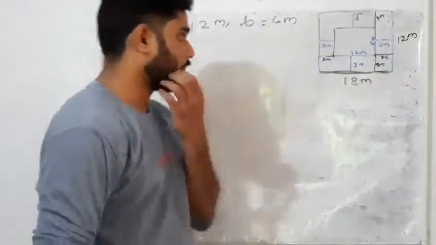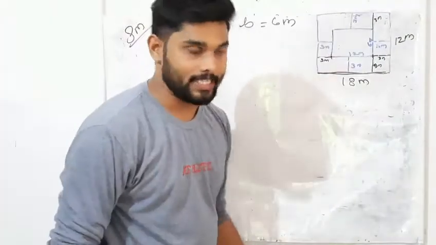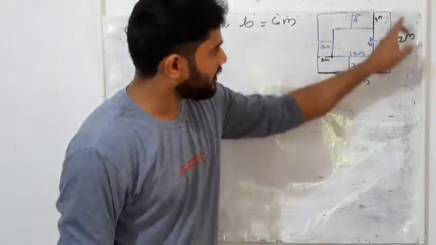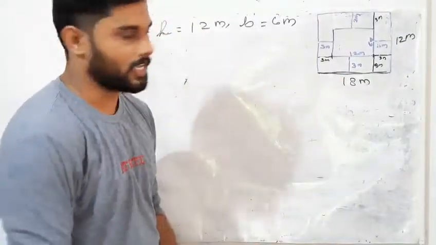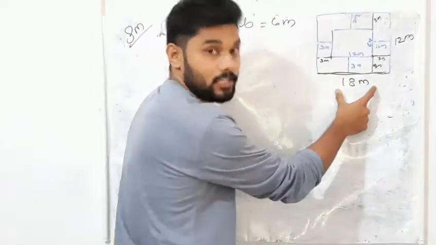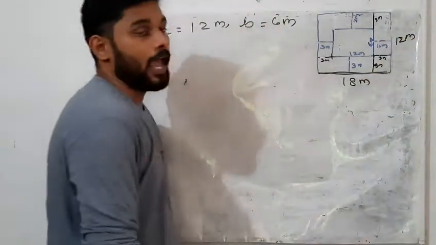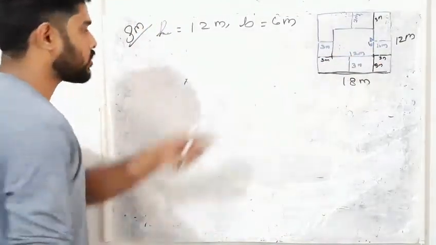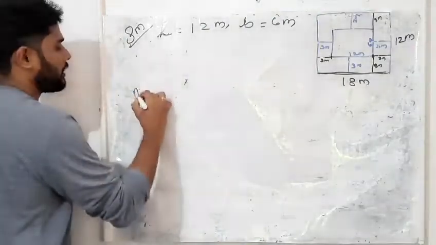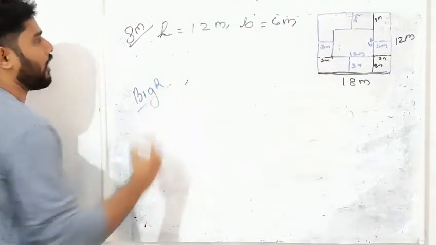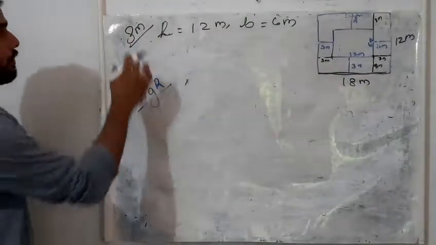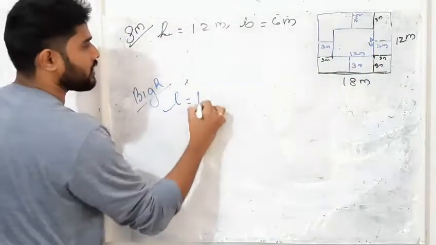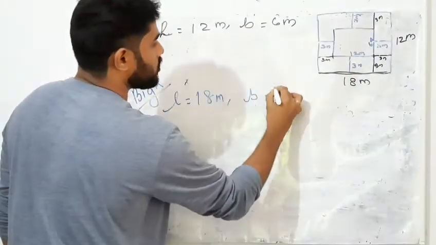Clear? Now we found it, so there are two rectangles. The small one is the garden and 3 meter is the path. After that it's a rectangle. Here you can see, according to the question, the two rectangles. The big rectangle length is 18 meter and the breadth is 12 meter, and the small rectangle length is 12 meter and breadth is 6 meter. Clear? So I will write here big rectangle, BR for big rectangle. This is the small rectangle, that means the garden, and this is the big rectangle. Length of that big rectangle is 18 meter, breadth is 12 meter.